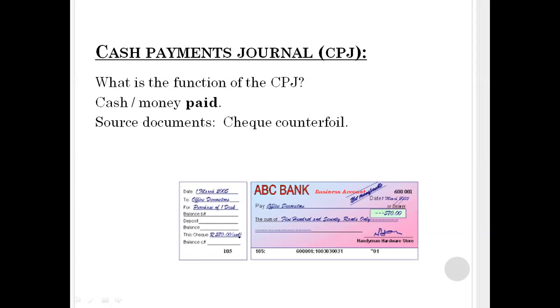So for now, we're going to start doing the CPJ, the next journal, the Cash Payments Journal. What is this journal all about? It's about cash or money paid. For example, let's say we're going to pay the water and electricity bill at the municipality, and you're going to write out a check for that. It's that type of transaction that you're going to write into this journal, and your source document every time is a check counterfoil.